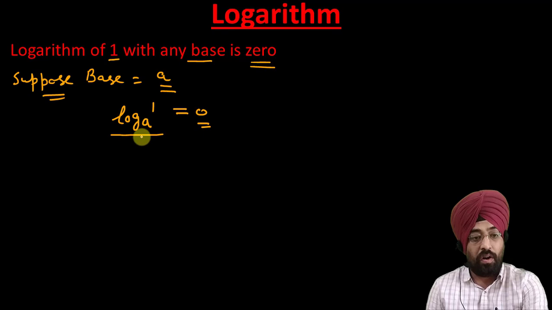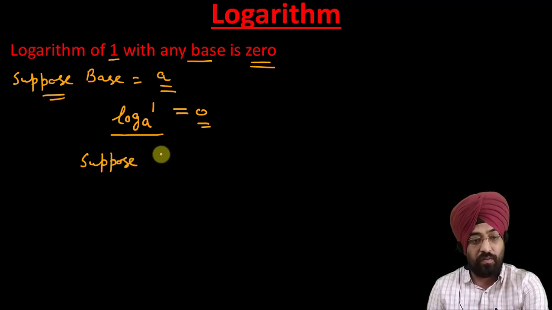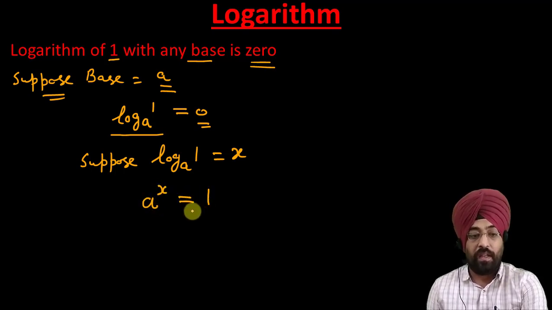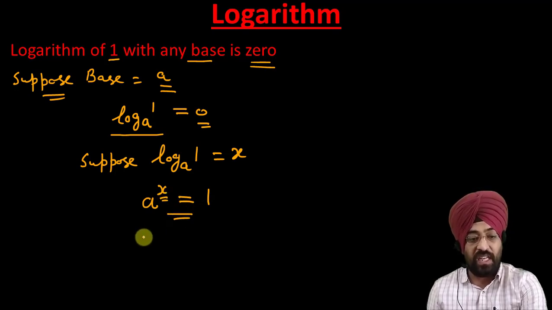Let us assume it is x. Suppose we don't know the answer, so we will suppose log of 1 with base a is equal to x. I have chosen any arbitrary number, I don't know its answer, I have assumed it is x. Now if we write its exponential form, it will be a raised to the power x is equal to 1. Now the only value of x which will satisfy this relation is 0. If x is equal to 0, then a raised to the power 0 is equal to 1.